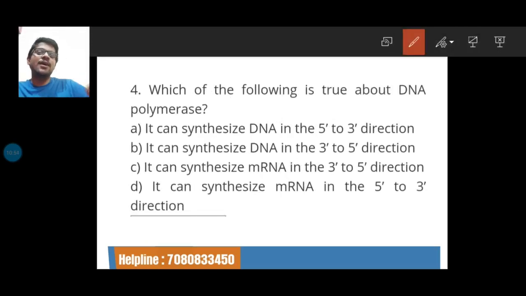Now see the first question. It is asking which of the following is true about DNA polymerase. First point: it can synthesize DNA in the 5' to 3' direction. Yes, that is a correct statement. Second: it can synthesize DNA in the 3' to 5' direction. No, that is wrong, because DNA polymerase always synthesizes DNA in the 5' to 3' direction. Third: it can synthesize mRNA in the 3' to 5' direction. No, DNA polymerase synthesizes DNA, not RNA. Fourth: it can synthesize mRNA in the 5' to 3' direction. No, that's also wrong. So the correct answer is option A.